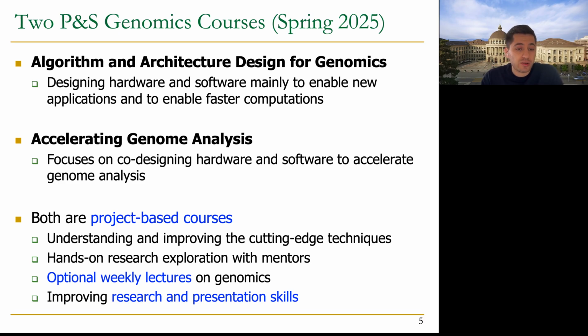Both of these courses are project-based courses. You'll be understanding and improving the cutting-edge techniques, because we'll be showing you what sort of algorithms are currently being used and what sort of emerging hardware we have, so that you can utilize the state-of-the-art mechanisms and even improve them. You'll have hands-on research exploration with your mentors. Your mentors will be telling you what is expected throughout the weeks and what sort of research you'll be conducting with them. We will also have optional weekly lectures on genomics. We'll get to them a little bit later. And also, by the end of this course, hopefully you'll be improving your research and presentation skills.